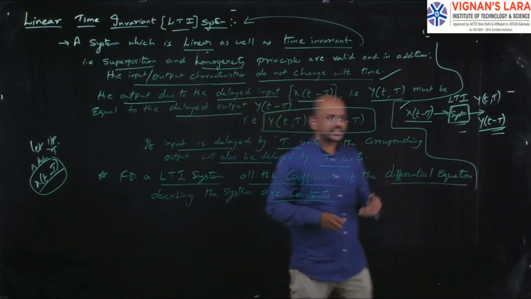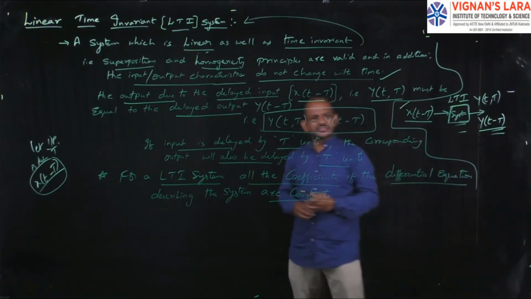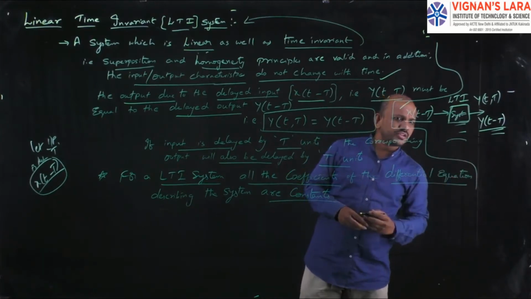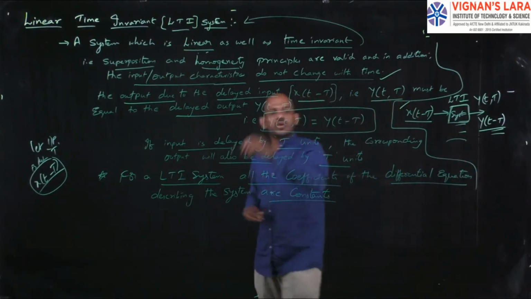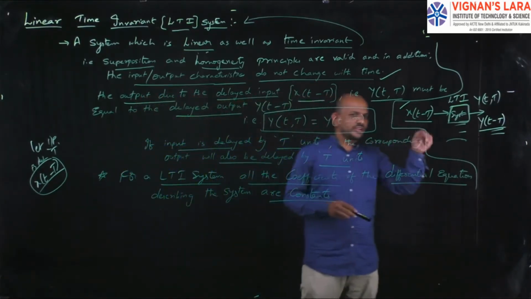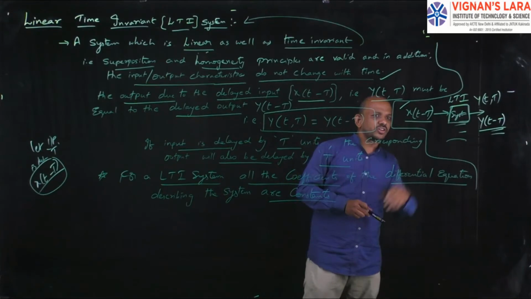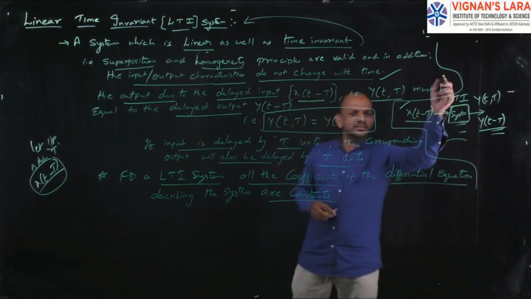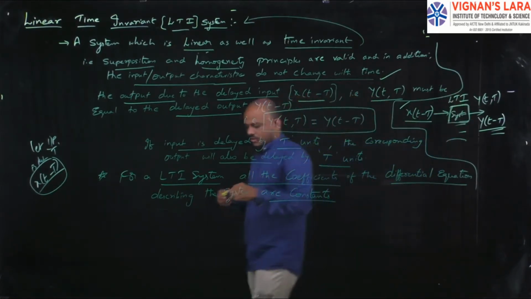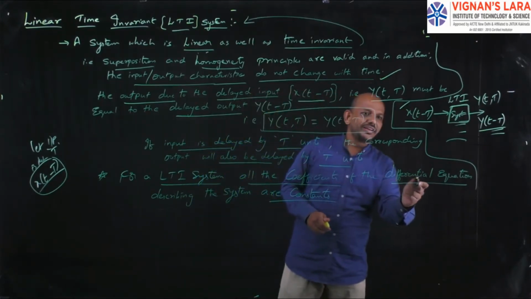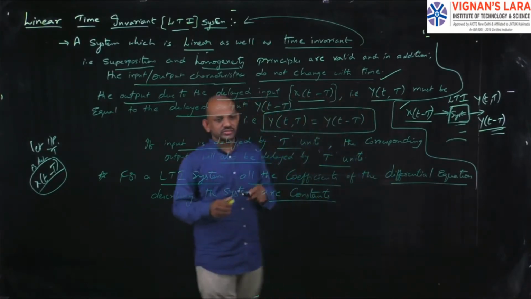We have to write d²y by dx², dy by dx. The coefficients of that differential equation must and should be constant. That means the derivative terms are multiplied with constant coefficients. Then I can say this is a linear time invariant system. Or, if it is a linear time invariant system, then the coefficients of the differential equation which describes the system are constants. Very, very important point, this one.